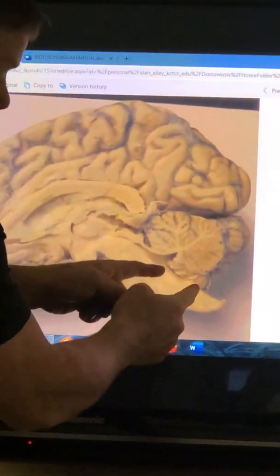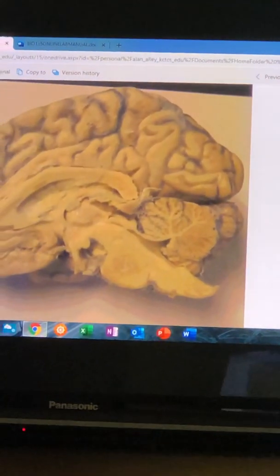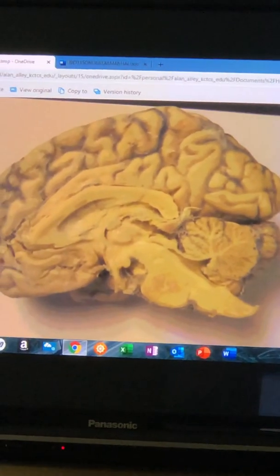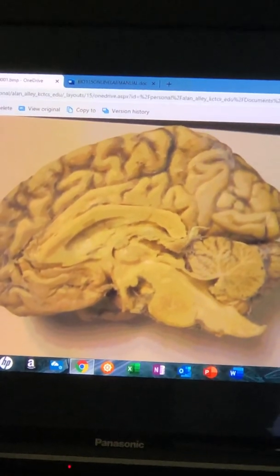This is the medulla. Why? Because my mama says it is, right? Some of you will get that joke if you've watched The Waterboy.